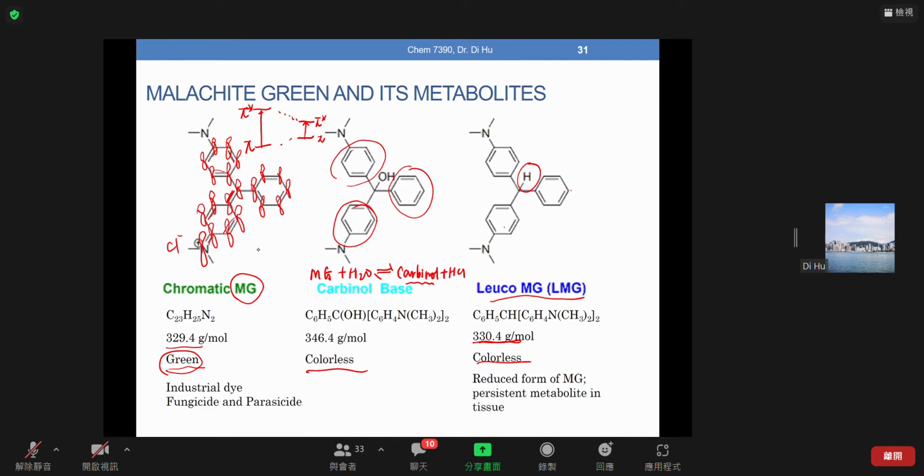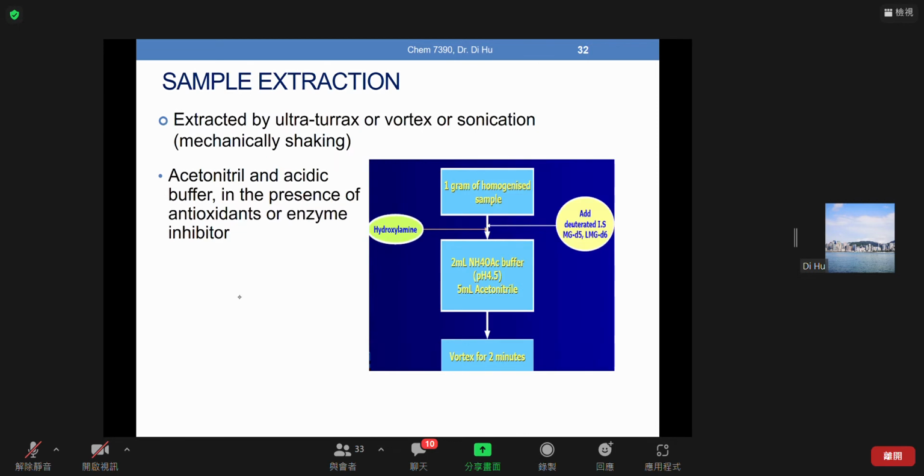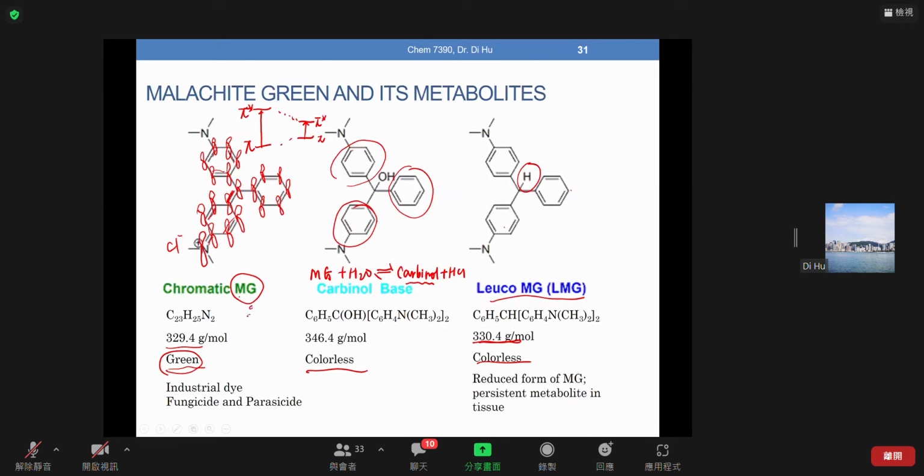Okay, so now let me think about the detection. Now we're talking about LC. Of course, we can definitely use liquid chromatography. How about the detector? For methacon green, obviously we use visible light, which is 620 nanometers. But for these two, we can use UV, right? Or maybe think about it, because they have aromatic rings.